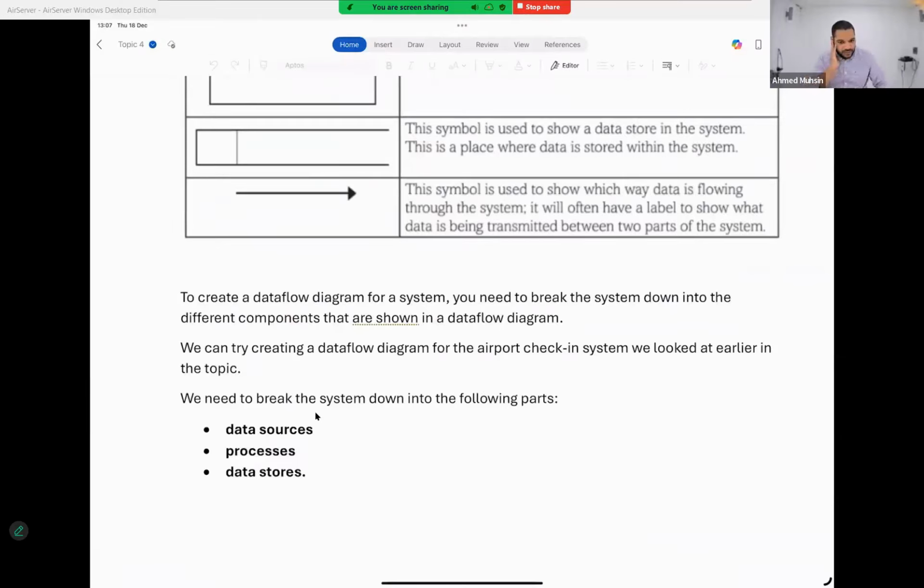I took it. We need to break the system down into the following parts. So when drawing a data flow diagram, number one is what? Break down the scenario. Now we're talking about an airport check-in system. Whatever scenario the examiner gives you, break it down first into three parts. What are the data sources? What are the processors? And what are the data storage points? This is all brand new for you, so you will take some time to grasp it. But after some time you will be okay with these rules. Right, now let's move down.